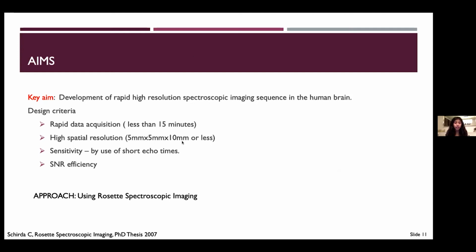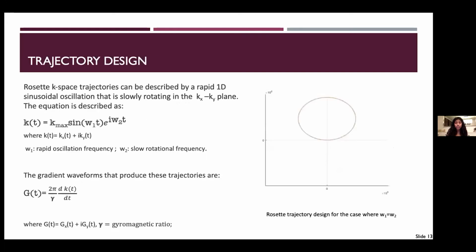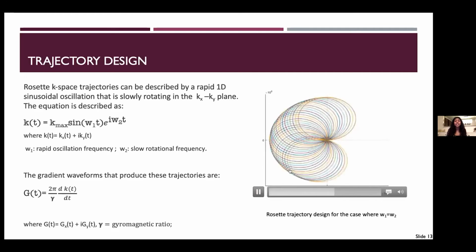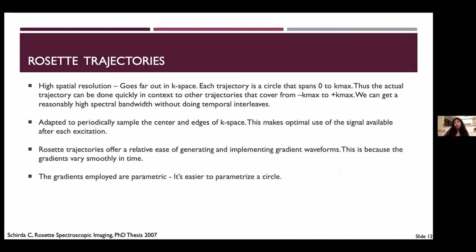So that's why I would be using an approach called ROSETTE spectroscopic imaging. The thing with rosettes is that they have high spatial resolution because they go far out in k-space. Each trajectory goes like this, so there are circles that help span the entire k-space. And because of this, they offer the relative ease of generating and implementing gradient forms.